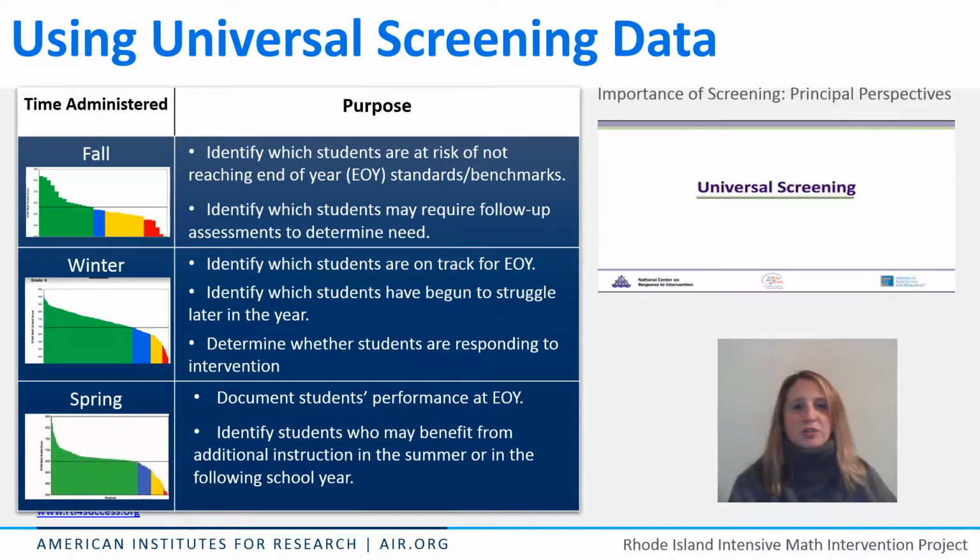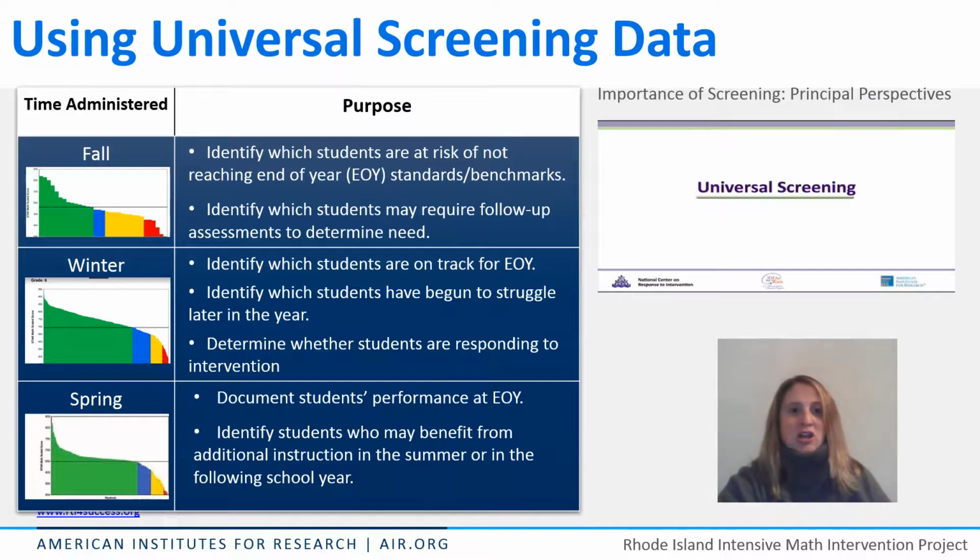Purpose of universal screening and how do we use universal screening in schools? The purpose is to identify who is struggling, which students require further follow-up to determine the level of support that they need. It also provides schools, grade levels, and class data about the distribution of students across the tiers. Are approximately 80% of students responding to core instruction, and how has that changed over the course of the year?